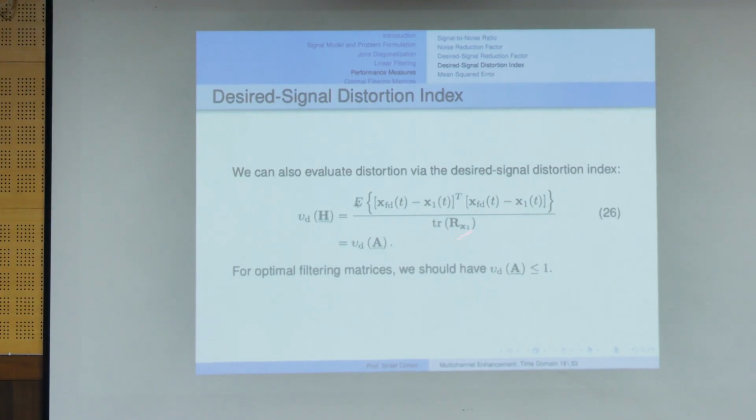And we normalize it with the trace of Rx1. So we get the distortion. And the distortion is positive, you see? So it's between 0 and 1, and we want it to be as small as possible.